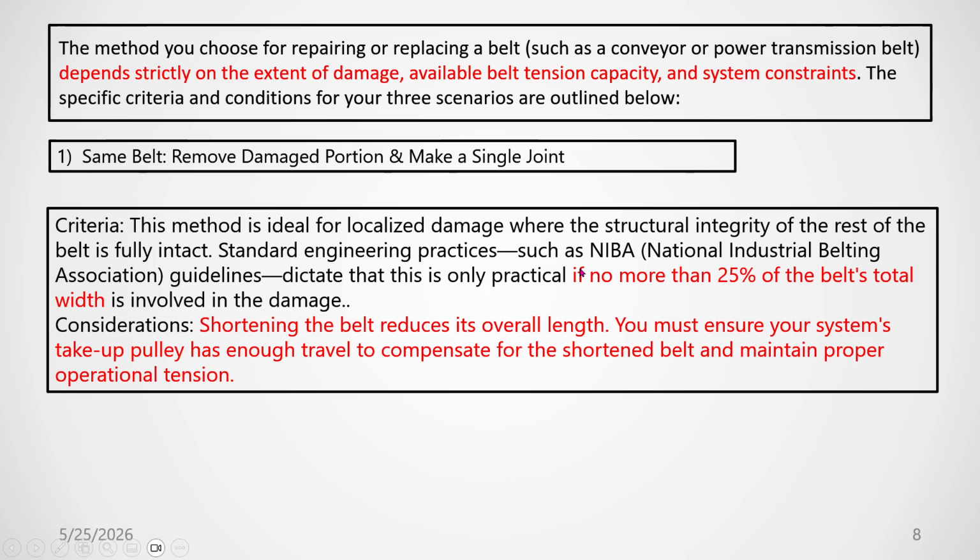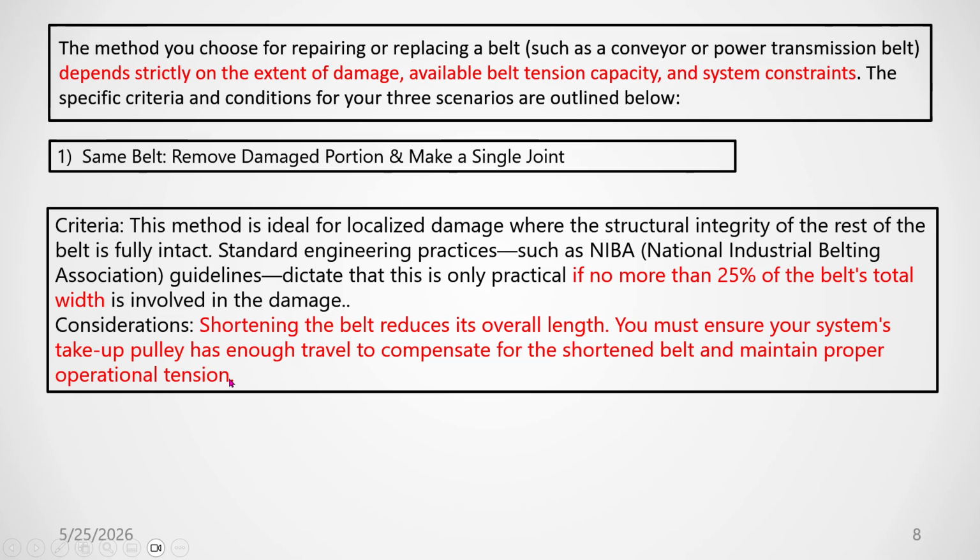We cut this particular portion and make a joint there. Shortening the belt is the next consideration, because you have to remove the damaged portion and make a single joint. So that shortening reduces the overall length of the belt. When you cut the damaged portion and join again, the belt length will reduce. So we have to ensure the take-up gravity pulley has enough travel to compensate for the shortening of the belt and maintain proper operational tension.